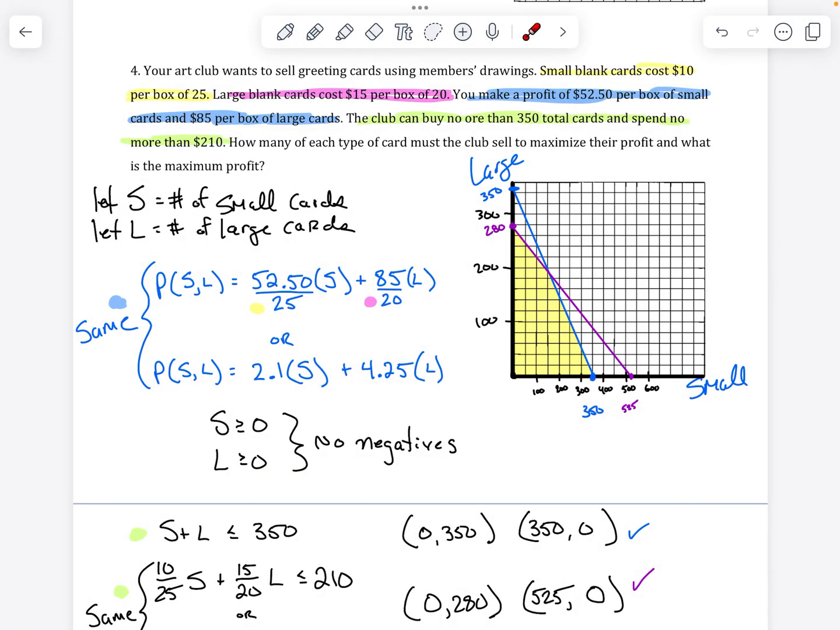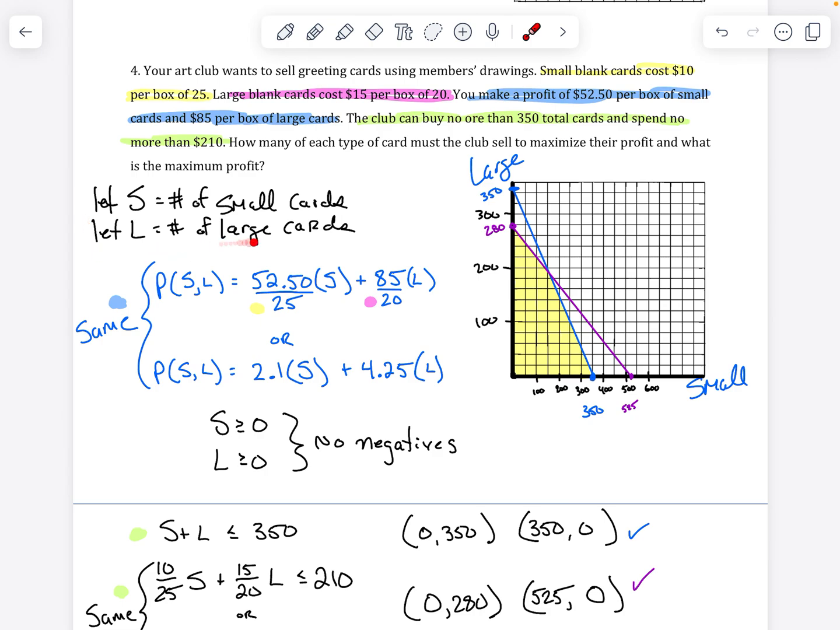All right, everyone, let's go ahead and take a look at this art club question. To keep the video short, I just did the whole thing, and then I'll walk you through it. I'll use this pointer tool here. I did some highlighting of colors. I saw the small blank cards are $10 for 25. I saw the large are $15 for 20.